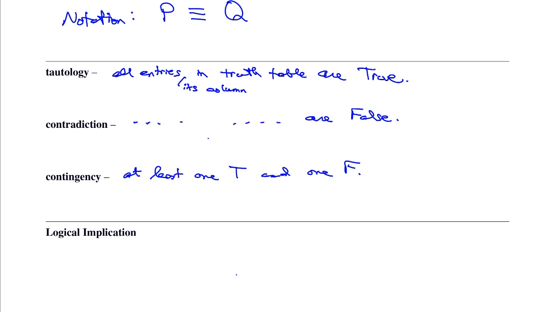So is a tautology the same thing as an identity? No. Not quite. Because an identity would be, they were exactly the same. Tautology means that you may have some trues and falses in some column here, and the tautology is they're all true.